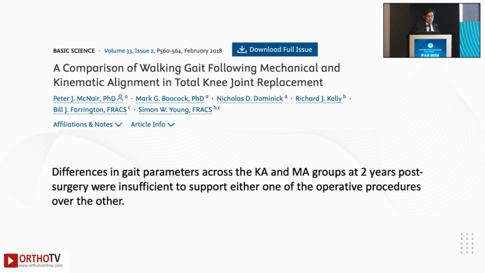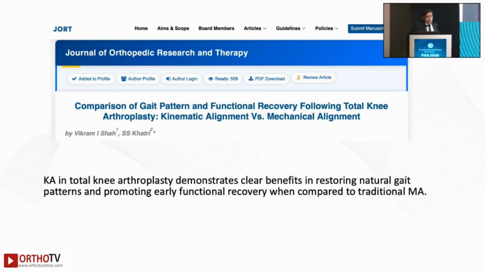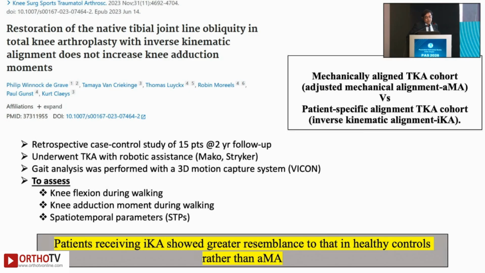If you see the literature, there are a few studies which say that the difference is not much, but there are other studies which say that kinematic alignment TKA more closely resembles that of a normal healthy control. This was from Vikram Shah, who also showed that there is benefit from restoring natural gait movements with kinematic alignment. And this is with inverse kinematic alignment, which shows that patients receiving this had greater resemblance to healthy controls than with mechanical alignment.